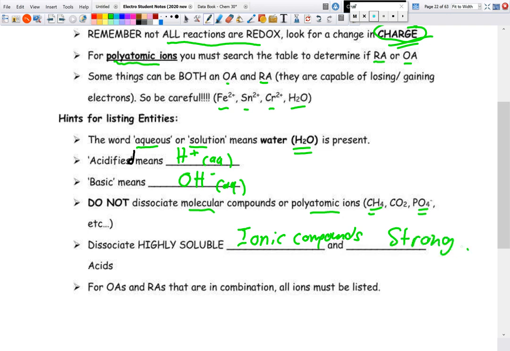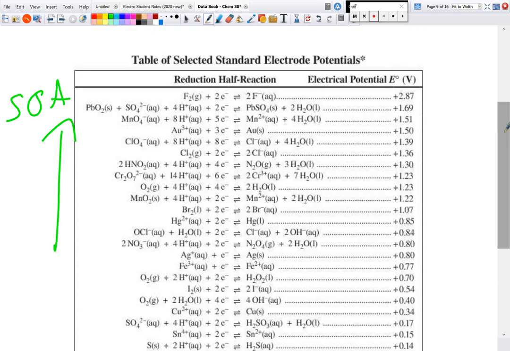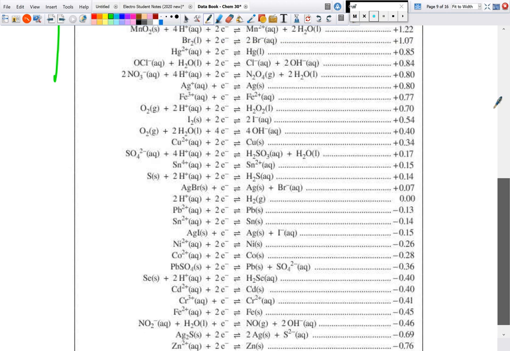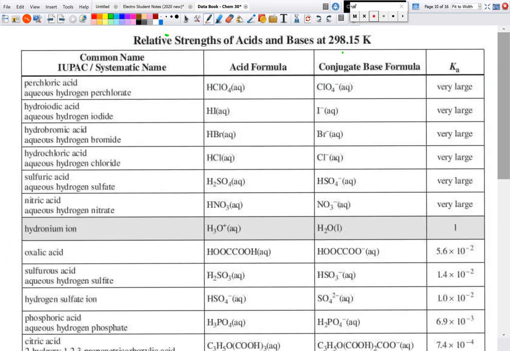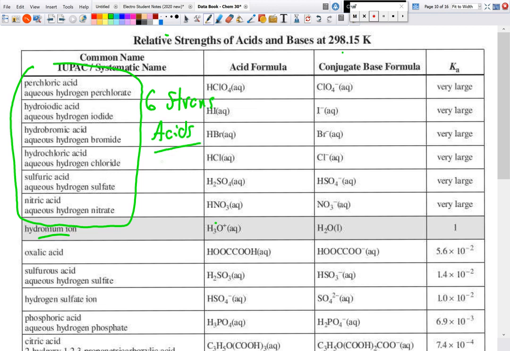strong acids. So there are, if you remember, 6 strong acids. Now, in Chem 20, you did have to have those memorized. Now, if you don't really feel like memorizing them, if you just go beyond page 7 here in your data booklets and go to page 8, you will notice it's going to look something like this. Now, above the hydronium ion here, which we know is a strong acid, you'll notice that there are 6 acids listed at the top. These are actually our 6 strong acids. And their chemical formula here is with them as well.